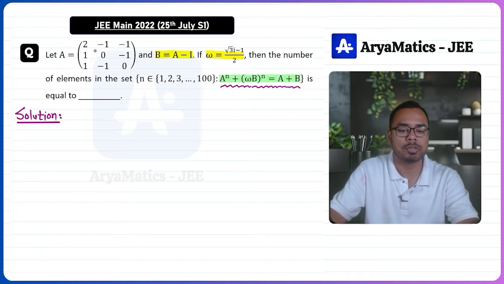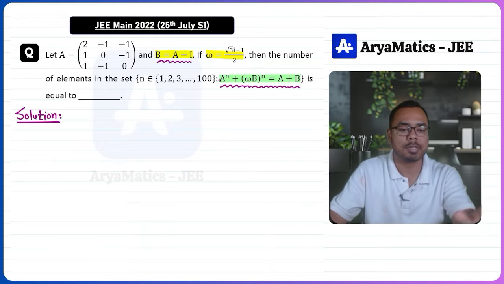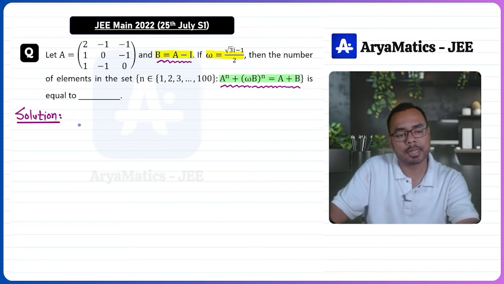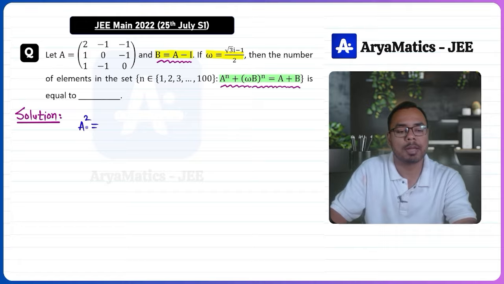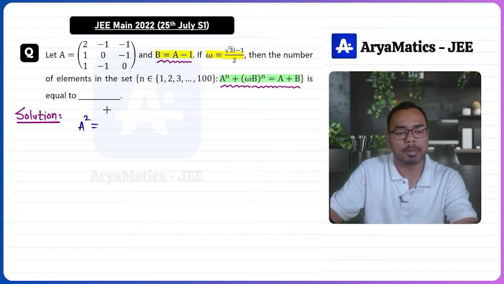A is a given matrix. So first let us try to find which type of matrix is this matrix A. Then B is A minus I. Omega is the complex cube root of unity. So first, in order to identify the type of matrix, let us calculate A square, right? If we calculate A square, if we get A square as the identity matrix, that means the matrix is an involutory matrix. If I get A square as matrix A, then it means the matrix is an idempotent matrix.